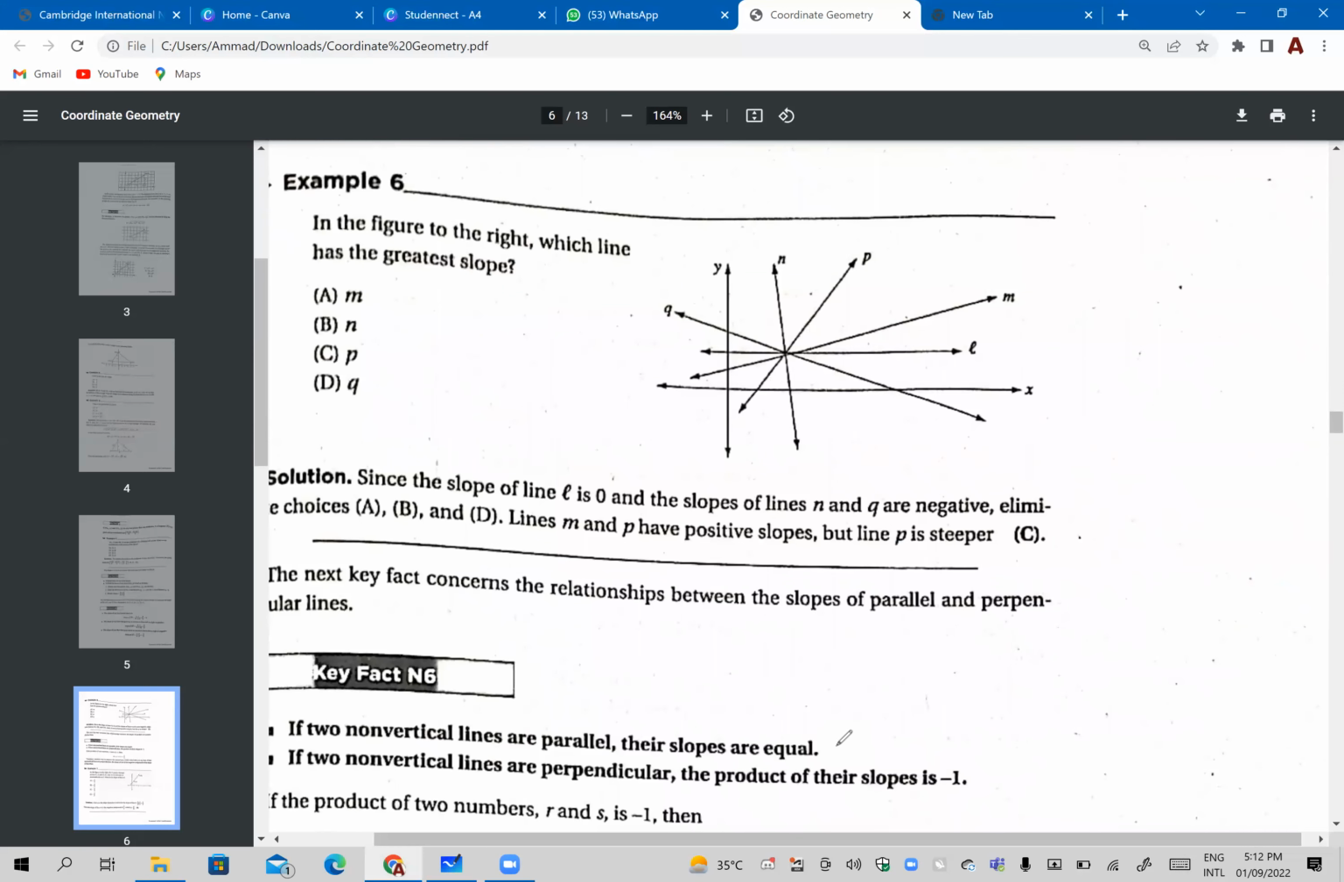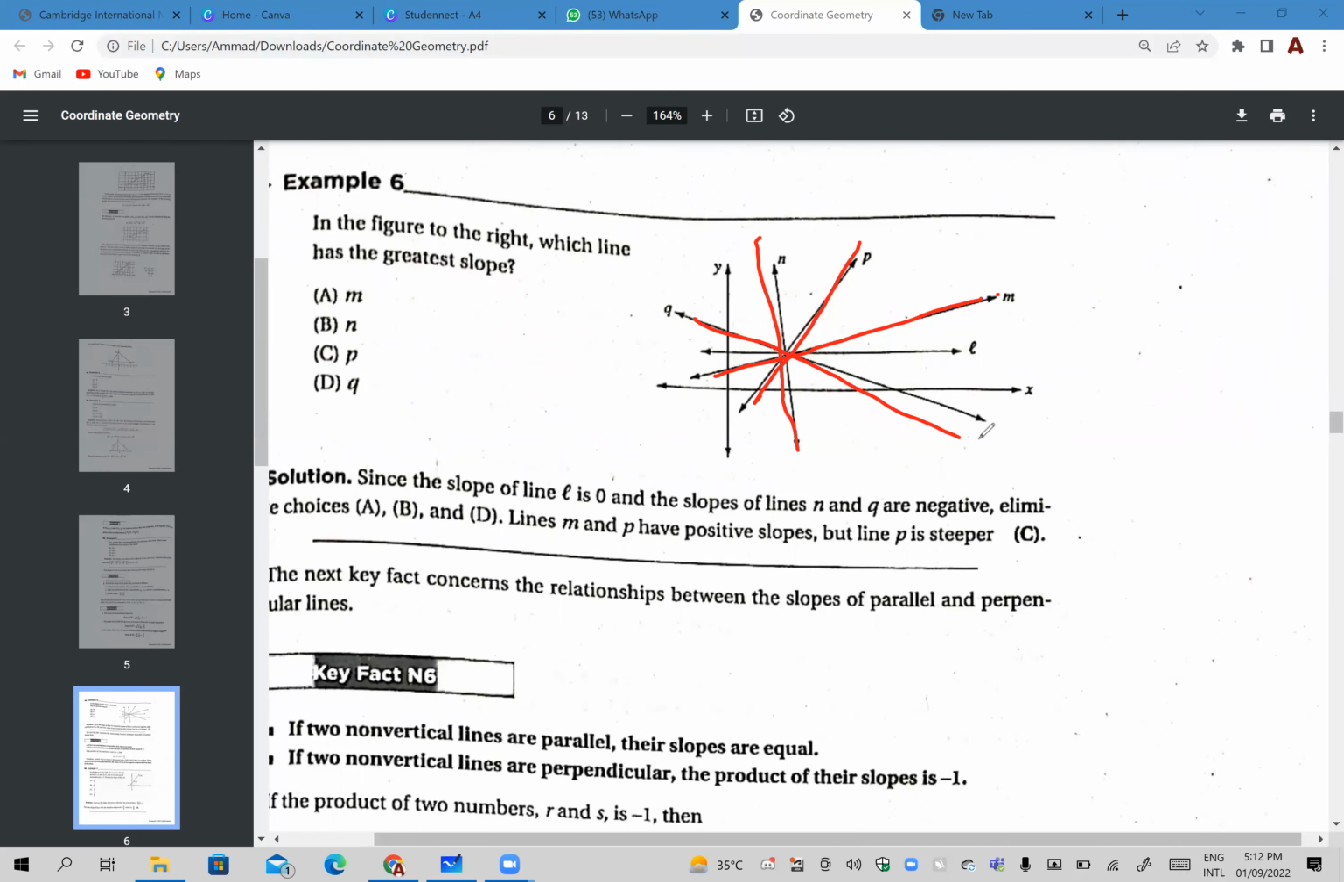Which of the following lines has the greatest slope? Where is line M? Let me highlight it. This is line M. Where is N? This is N. Where is P? This is P. And where is Q? This is Q. So guys, let's look at these lines.